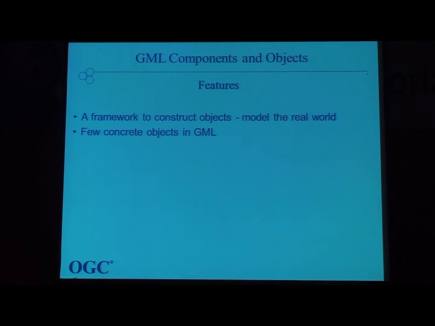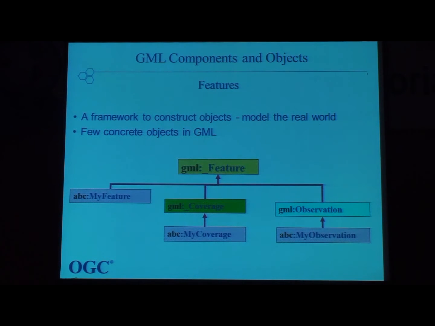Now features, basically GML provides a framework to construct objects, which we call geographic features. They model the real world. There aren't many concrete objects in GML, they're mostly abstract. So the idea is that you have to develop your own application schema to develop your own versions of features. In other words, a road isn't the same for everybody. We can provide just the abstract model to build a road, but different communities have different definitions of a road. Okay. In this case, we've got different kinds of features, coverage, observations, and features that are built from specific application communities.